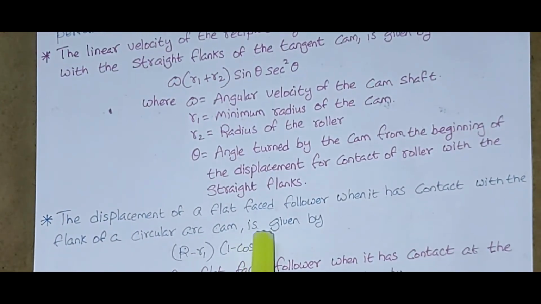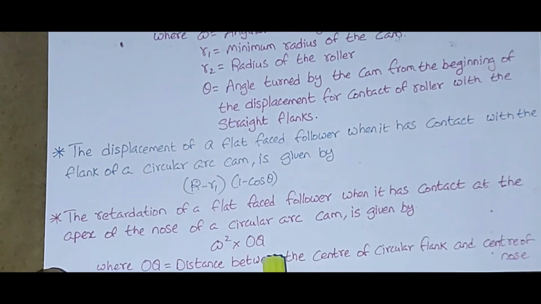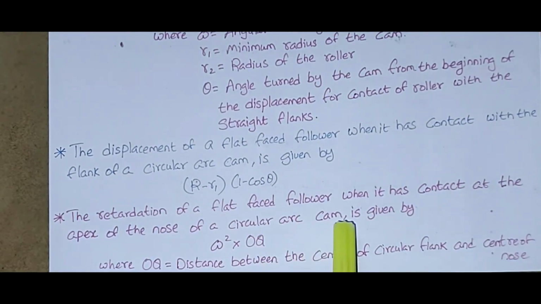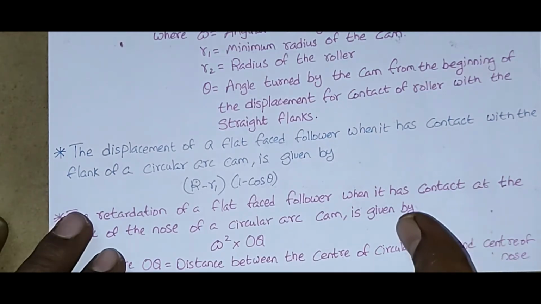The displacement of a flat-faced follower when it has contact with the flank of a circular arc cam is given by (R minus r1) into (1 minus cos theta). The retardation of a flat-faced follower when it has contact at the apex of the nose of a circular arc cam is given by omega square into OQ, where OQ is the distance between the center of the circular flank and the center of the nose.